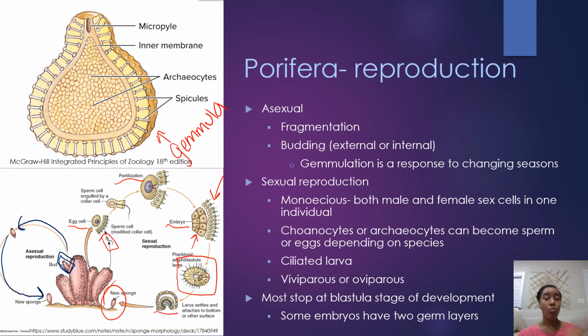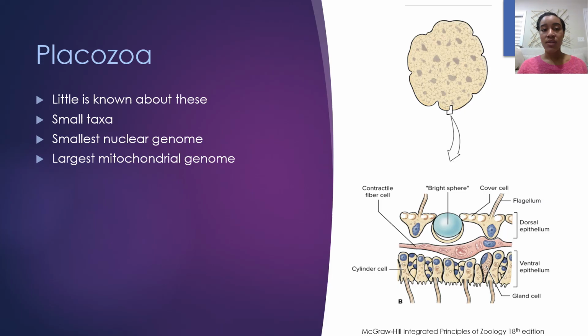Sponges, as we mentioned way back in the early development PowerPoint, they stop at the blastula stage of development. So they do not undergo gastrulation or anything like that. They only have one tissue layer, which is ectoderm. And some embryos have been found to actually have two germ layers, but at some point those two germ layers are lost, and you end up with just a single germ layer of ectoderm in the adult stage.